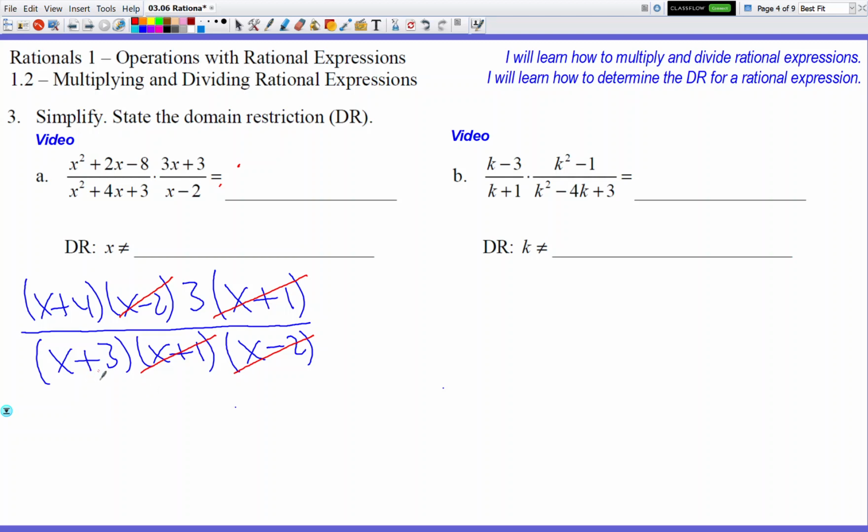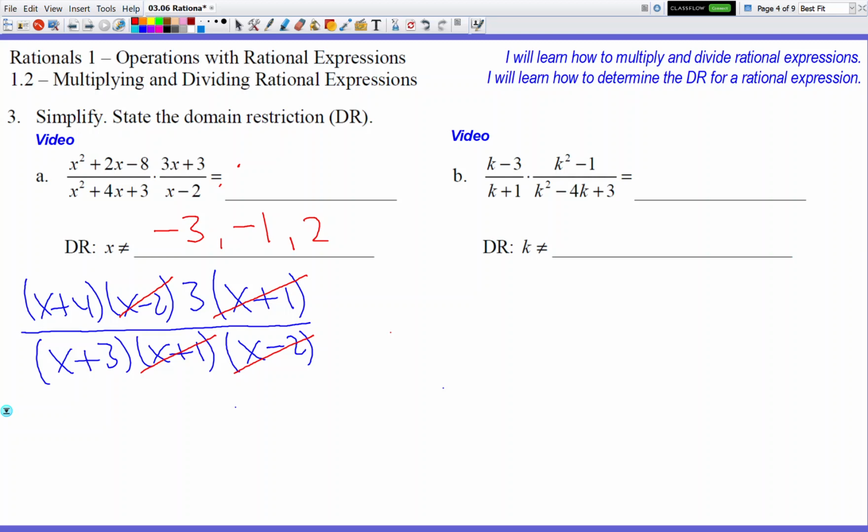So let's ask ourselves this question. What number turns x plus 3 into a 0? Hopefully you say negative 3. Then you ask yourself, what number turns x plus 1 into a 0? Hopefully you say negative 1. And last parentheses, what number turns x minus 2 into a 0? Hopefully you say 2 does that. And those are your 3 numbers that we need to avoid at all costs, because if we don't avoid them, we're going to get zeros on the bottom, and that's going to spell disaster for us in this problem.